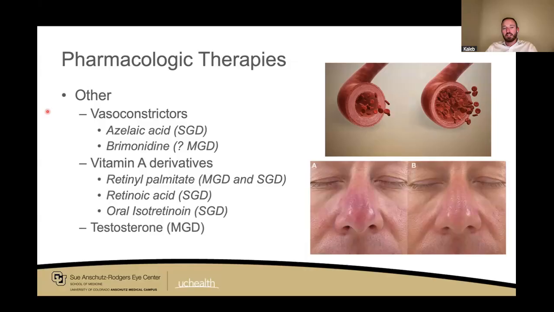And then there's oral isotretinoin. So that's like the strongest synthetic form of tretinoin. And that's called Accutane, and that's used for sebaceous gland dysfunction. We do not use that for MGD.